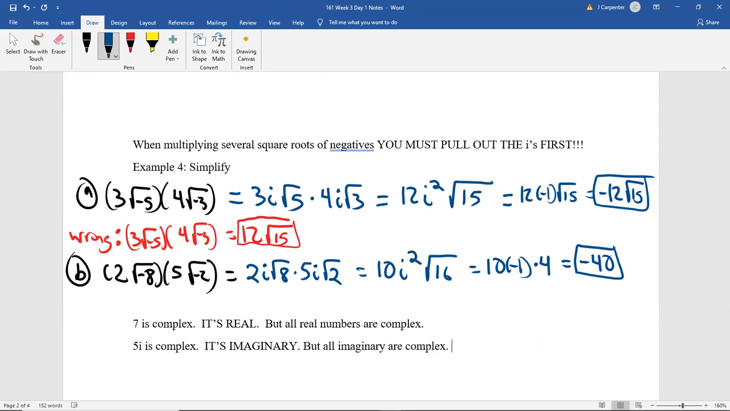Kind of like saying apples are fruits, oranges are fruits. So when I have an orange, I can call it an orange or I can call it a fruit because it falls into 2 classifications. A fruit is the wider classification, and orange is more specific. So saying 7 is real is more specific. Saying it's complex is more of a blanket statement. Saying 5i is imaginary is more specific. Saying 5i is complex is less specific, more of a blanket statement. So all numbers you ever deal with in your entire life are complex. Just some of them we can name more specifically, just real or just imaginary.